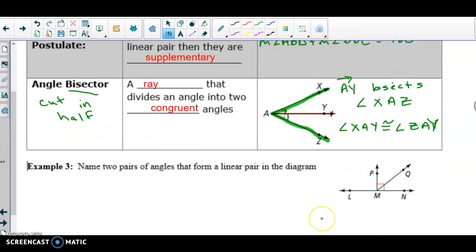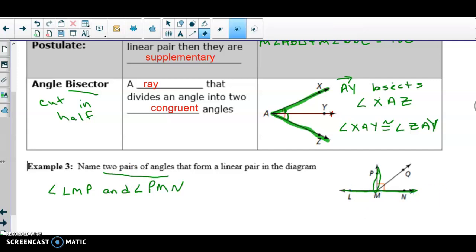Name two pairs of angles that form a linear pair in the diagram. Okay, so it says two pairs. A pair is two, so we need two pairs of two things. So to make a linear pair, they have to together form a straight line. So we could talk about this one, LMP, and its linear pair with PMN, because their non-shared sides end up making a straight line.